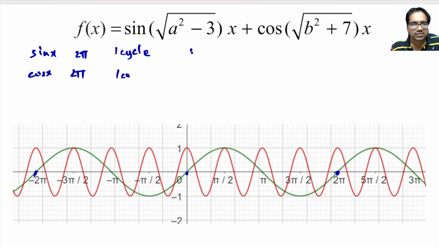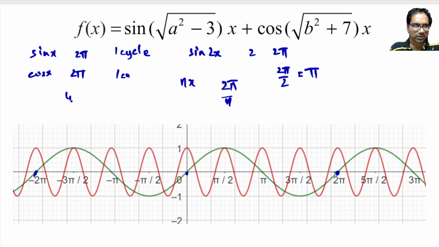Okay, so if we say something like sine 2x, what does that mean? It will complete two cycles in 2 pi units. That means each cycle will be completed in 2 pi by 2, which is pi units. Sine nx means it will complete n cycles in 2 pi units. So each cycle will complete in 2 pi by n.